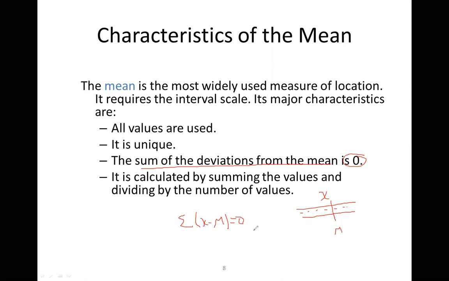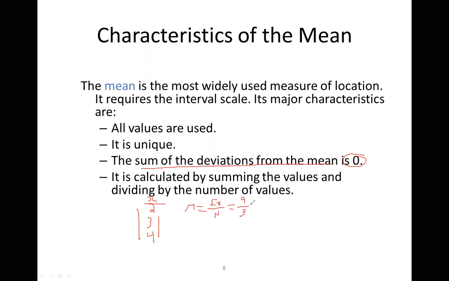We can give a very simple example for that, just to clarify the idea. Assume we have only 3 values: the value 2, the value 3, and the value 4. These are the values of X. Now assume it's a population, so mu equals sigma X divided by N. The sum equals 9 divided by the number, which is 3. So the value of mu equals 3.